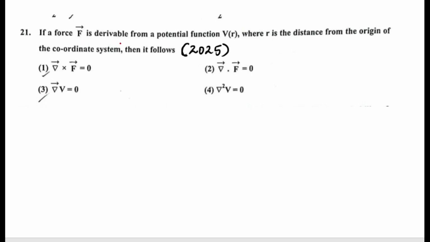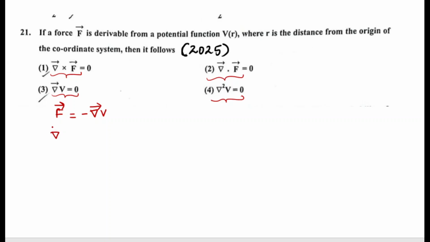If a force F vector is derivable from a potential function V of R, where R is the distance from the origin of the coordinate system, then it will follow. Now, we know the relationship between the force and the potential to be equal to minus gradient of V, right? And potential is a scalar, remember that. F vector is equal to minus gradient of V. Now, we must say which option is satisfied here, either option 1, option 2, option 3 or option 4. Let us proceed with the first option.